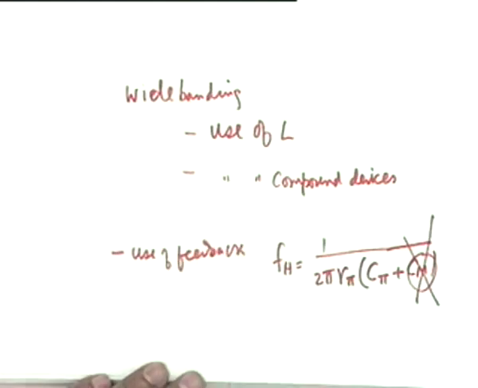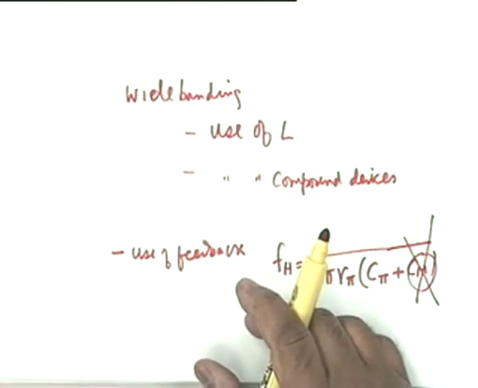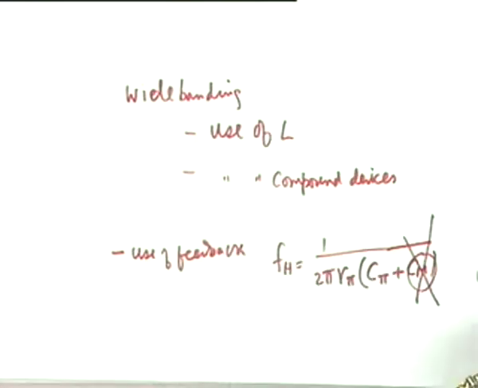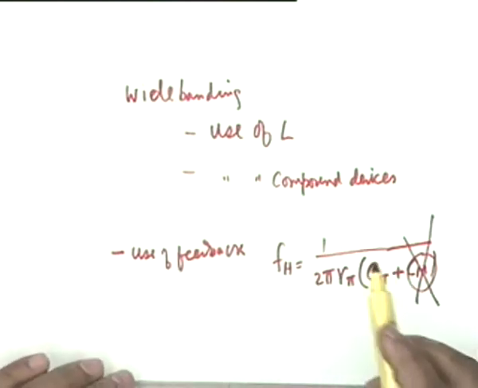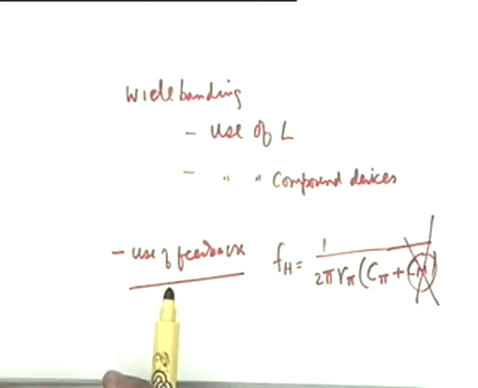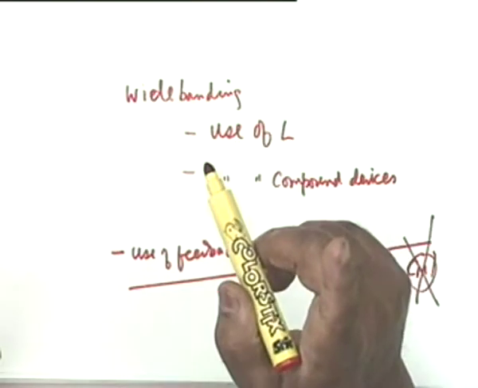This we have already explained, that negative feedback increases FH and decreases FL, and therefore negative feedback can be used for wide banding, but the price that you pay is a reduction in gain. Okay, we will see how negative feedback can be used locally, that is for a single transistor.